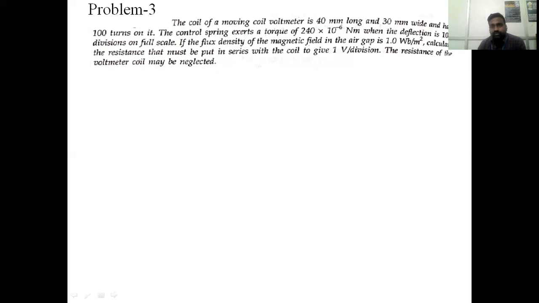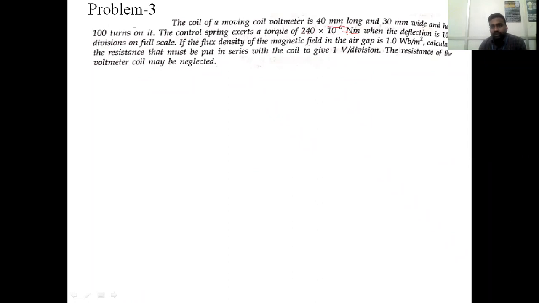The length of the former is 40 mm and the breadth of the former is 30 mm. The number of turns is around 100. The control spring exerts a torque of 240 into 10 to the power of minus 6 Newton meter. Sorry, this is the control spring torque, T suffix c, 240 into 10 to the power of minus 6.